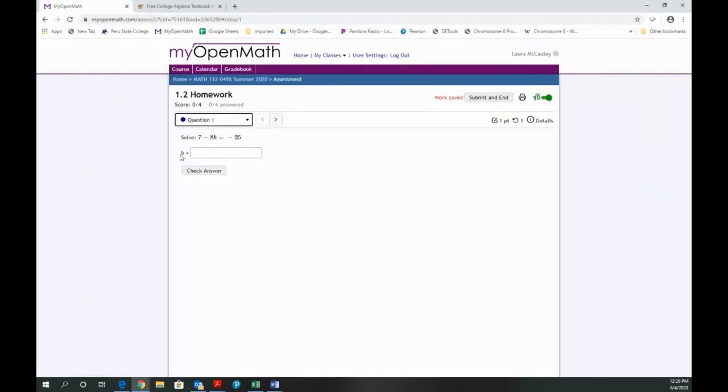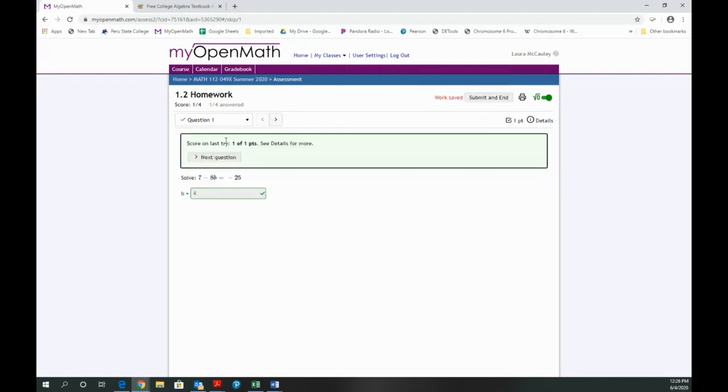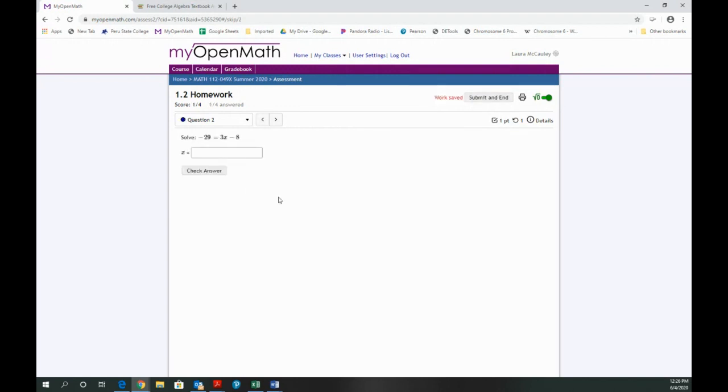So I'm just going to come in. Notice this already has the B equals, so you don't have to put the B equals. I can just do the 4. Yay, we got it. All right, so let's look at the next one. This is very similar, so I'm not going to go over this one. Very similar to that last one.